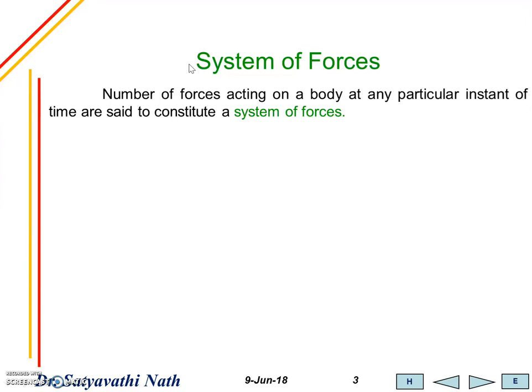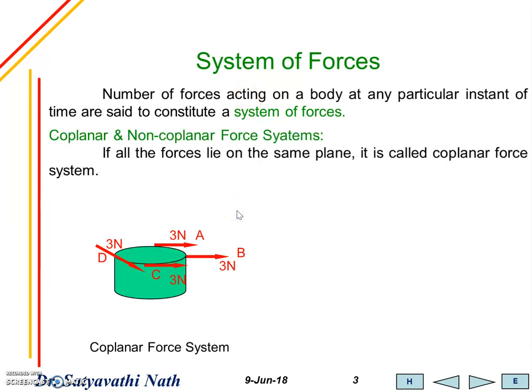When more than one force is acting on a body, then we call those number of forces as system of forces. The number of forces acting on a body at any particular instance of time are said to be a system of forces. Now, first let us see about coplanar and non-coplanar force systems.